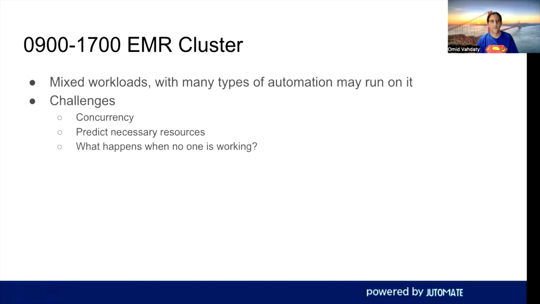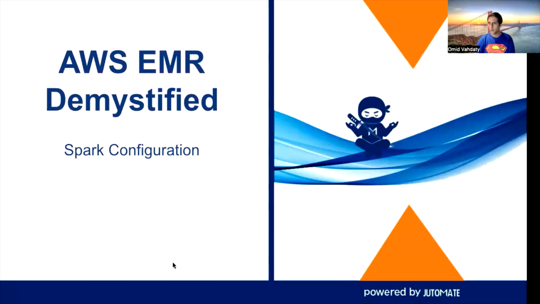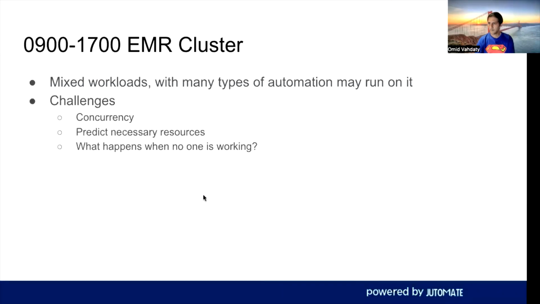A 9 to 5 cluster is usually where you have office hours, and then it has some automation, some researchers working on it, and you want to combine the workload a little bit. The challenges around it are usually around concurrency, how many jobs can work in parallel, predicting the amount of resources you need, and what happens if you don't need the cluster. I mean, you let it run 24/7 and essentially utilize lots of unused cloud resources, and you're paying for that. Is this use case clear?